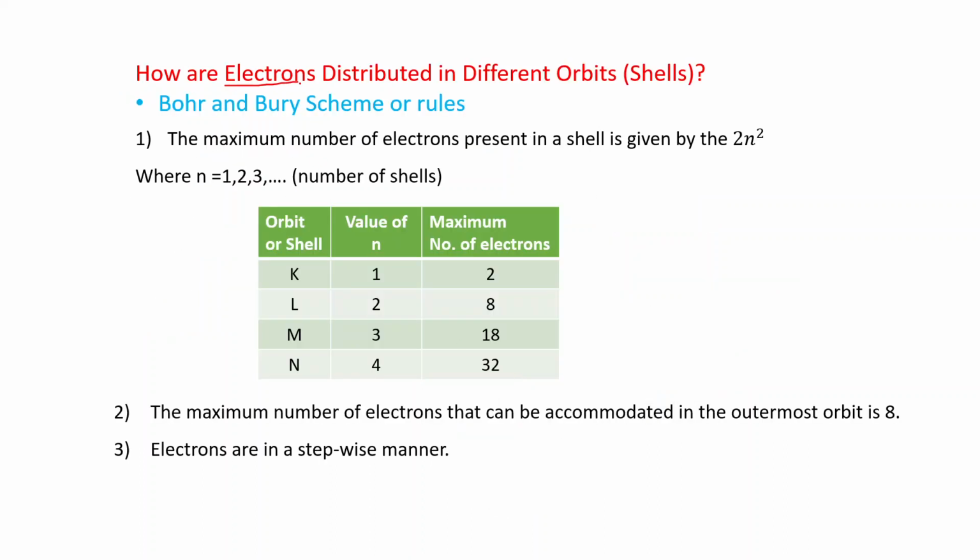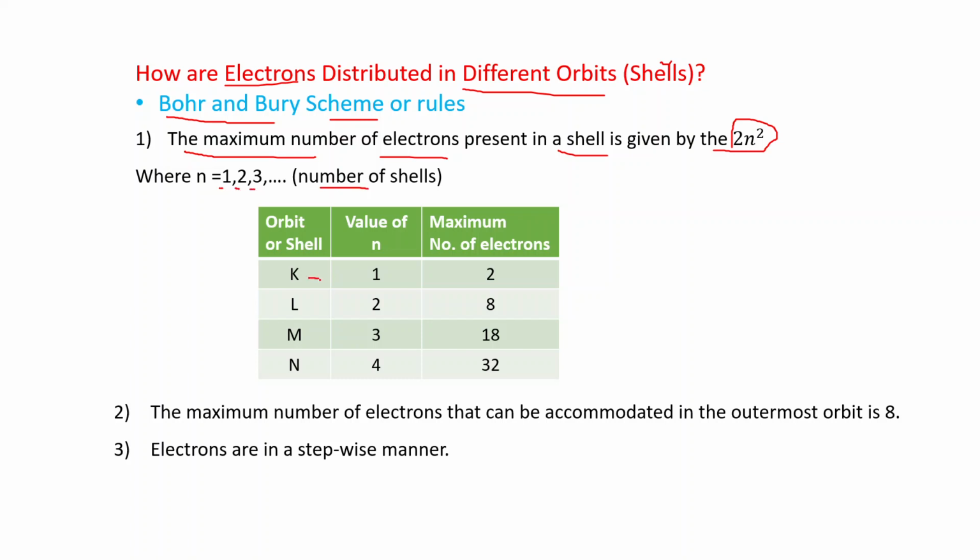How are electrons distributed in different orbits or shells? For the distribution of electrons, Bohr and Bury gave some rules. These are known as the Bohr-Bury scheme or rules. According to these rules, the maximum number of electrons present in a shell is given by the formula 2n², where n is equal to 1, 2, 3, that is, the number of the shell.